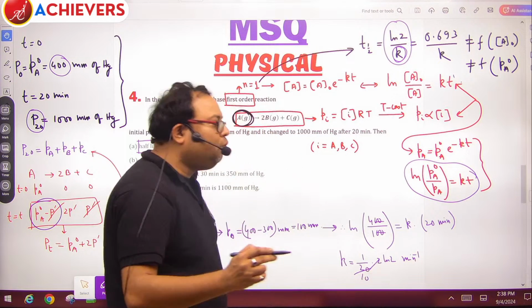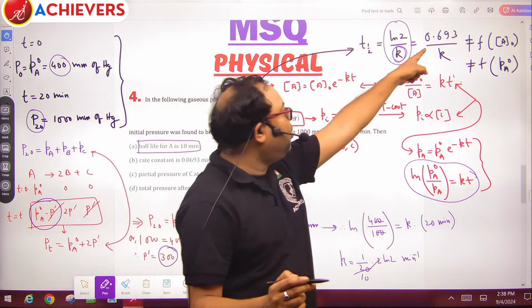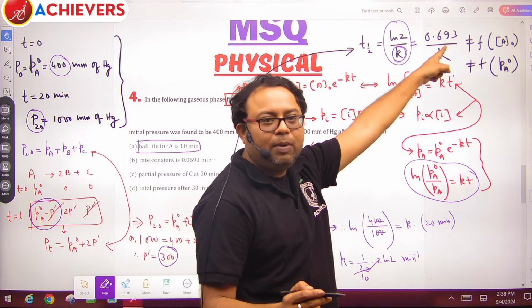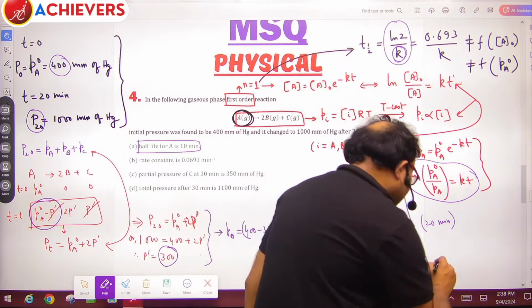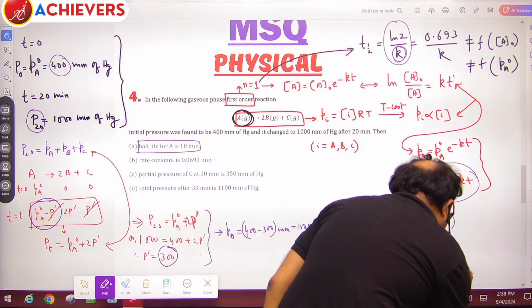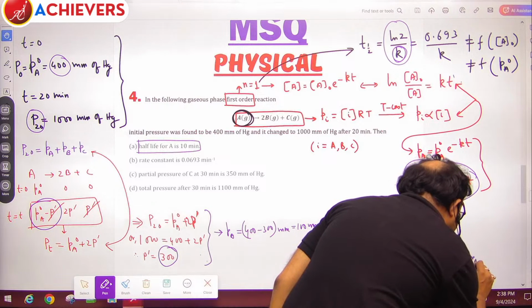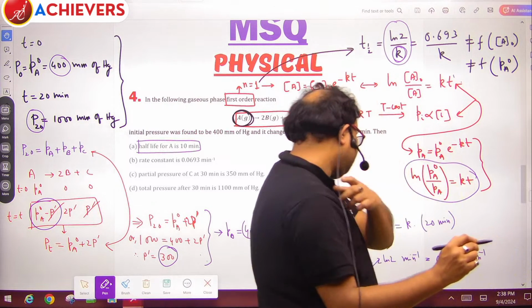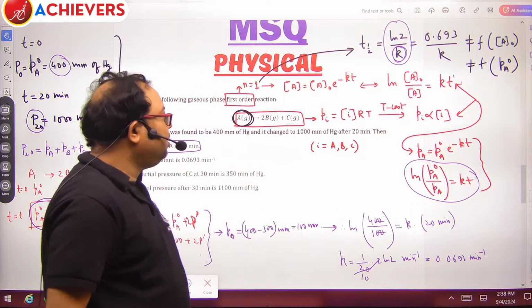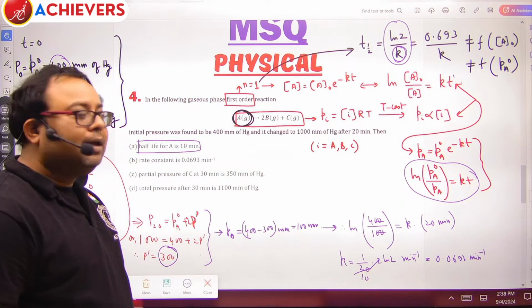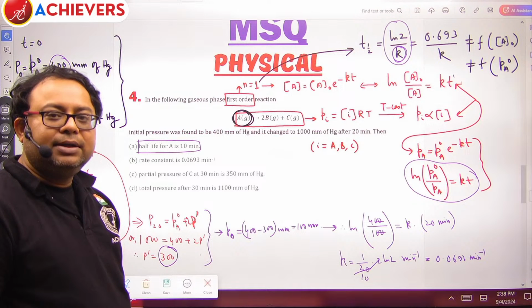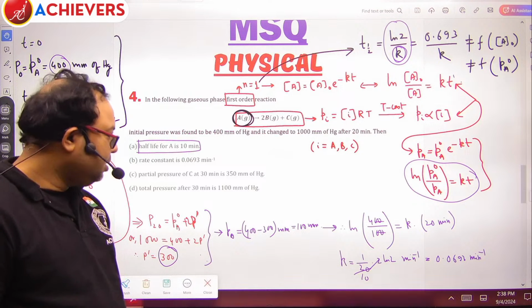So ln 2 by 10. What is ln 2? 0.693. So ln 2 by 10 will be 0.0693. So the answer is 0.0693 minute inverse. So you got K. K is 0.0693 minute inverse.